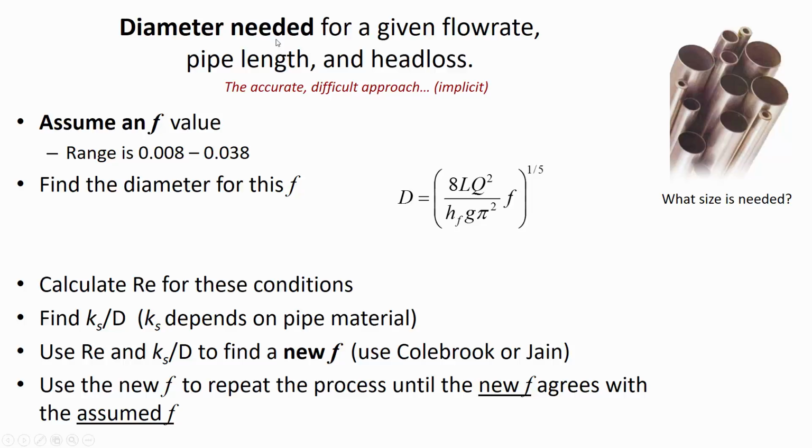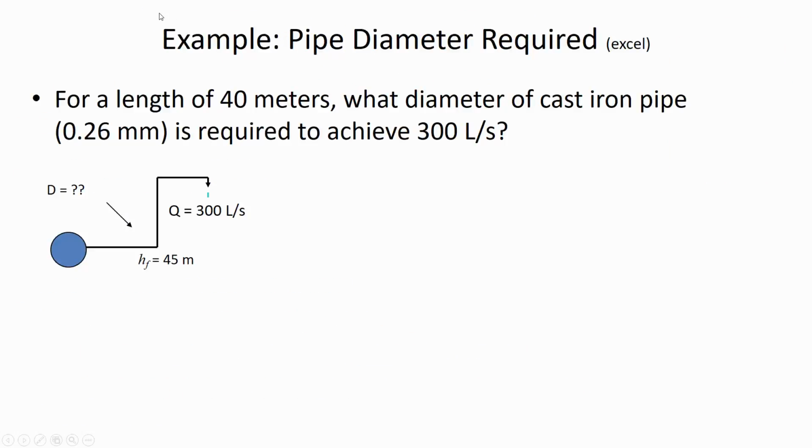All right, so let's do that with this situation. We have an origin where the water is flowing through here and coming to some sort of an outlet, and through the course of that transit it's losing 45 meters of head. We don't know the diameter of pipe that's needed for this 40-meter section, but we do know it's cast iron and it's carrying 300 liters per second.